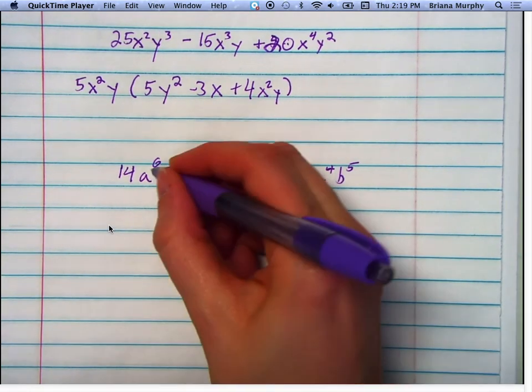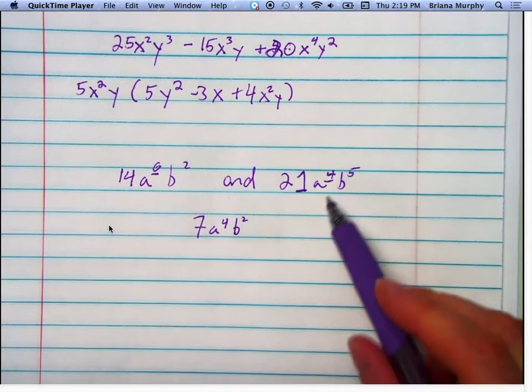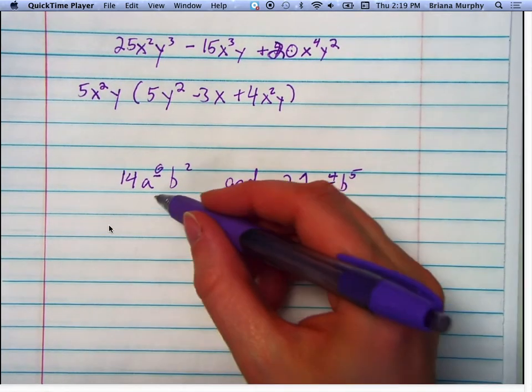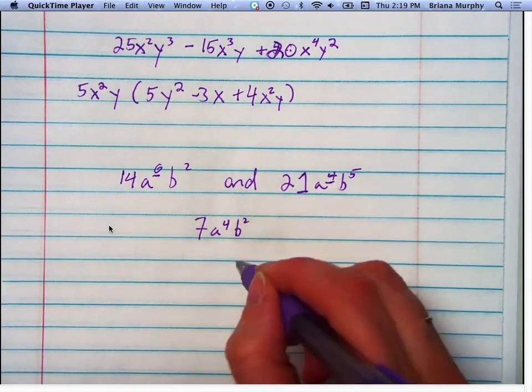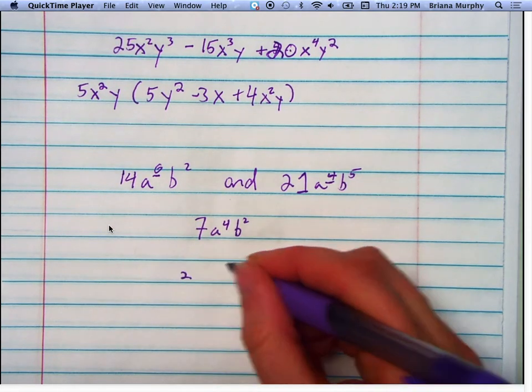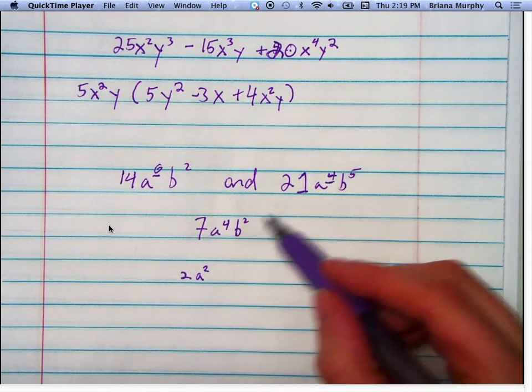This is a to the 6th, and this is a to the 4th, so I can only take away 4 a's, right? Because I can't take away 6, because then this would have negative 2, and we don't want negatives. So what would I have to times this by to get that? 2a to the second. What would I have to times this by to get this?